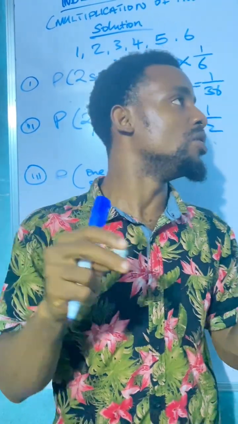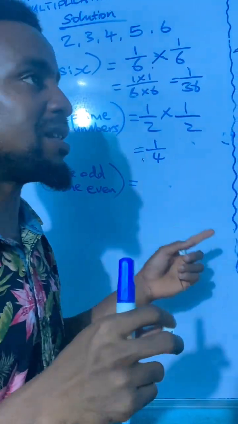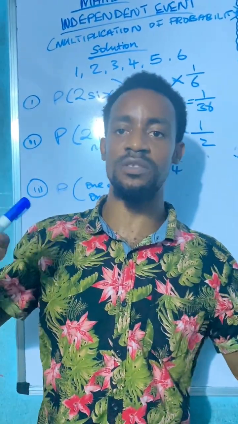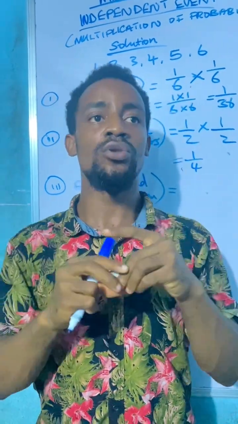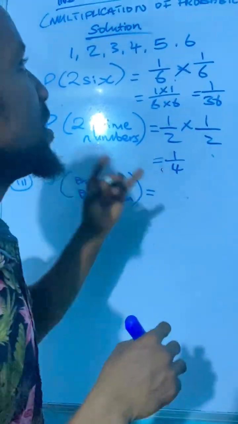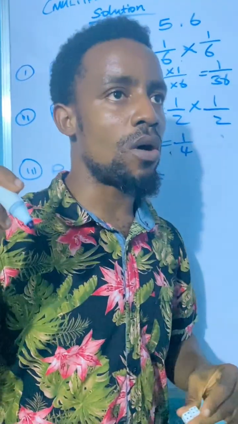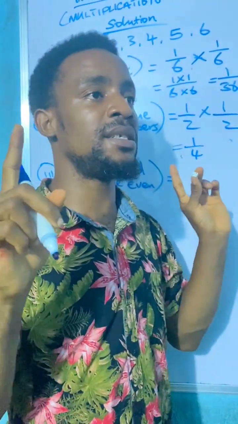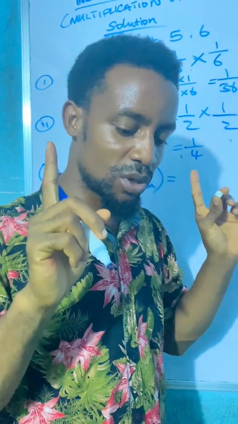Are you getting me? So now after that we use the OR, which is addition of probability, which we have learned before, to add them together. Remember I told you that AND means multiplication, OR means addition. So that's what we are going to do.